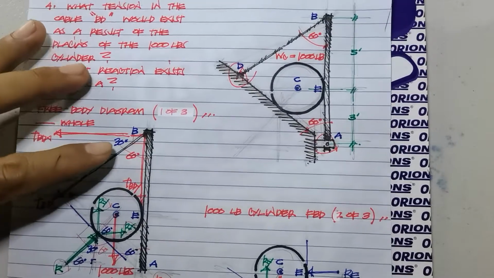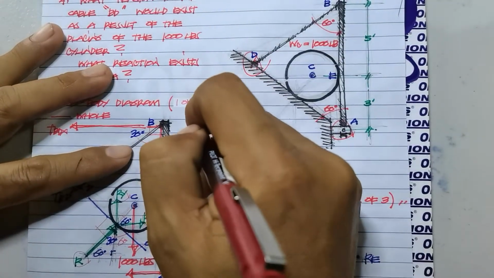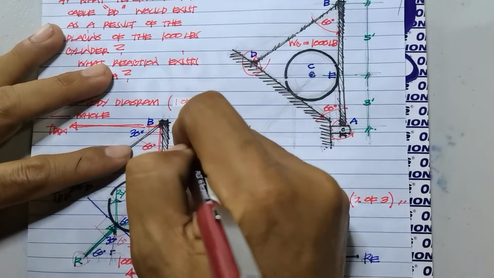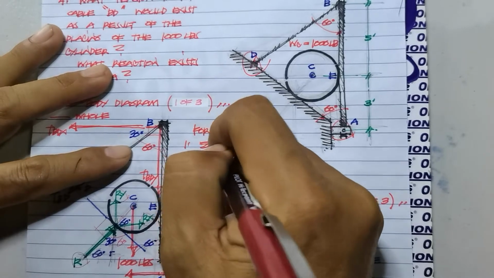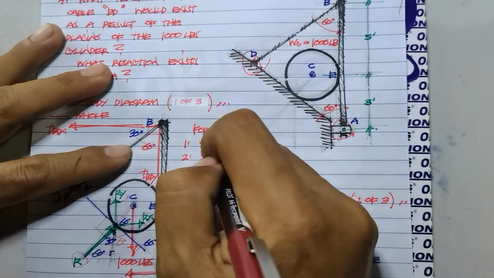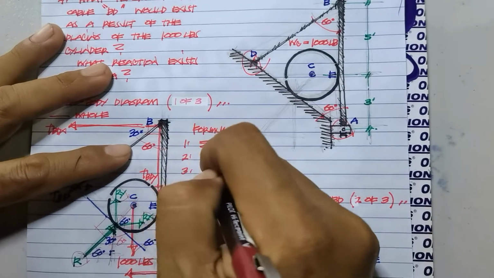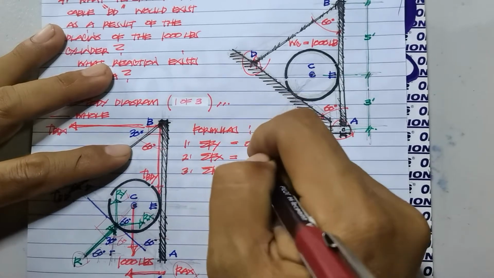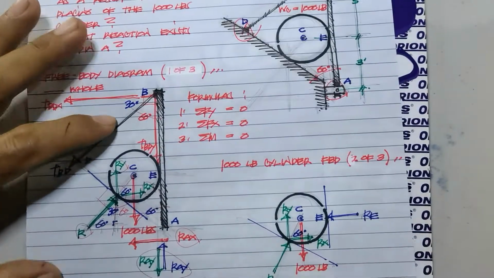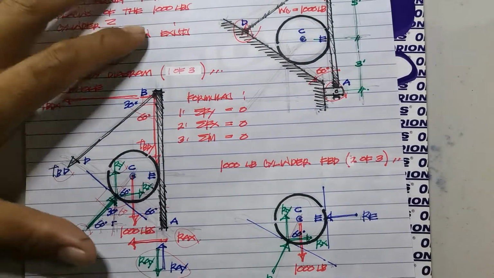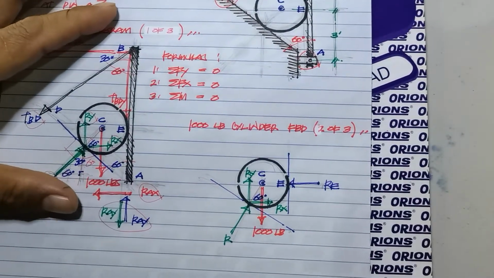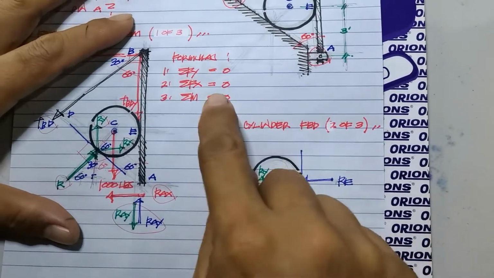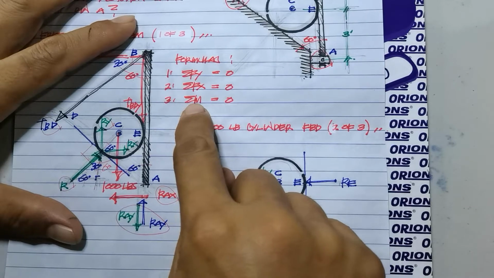So, again, if I list down our formulas to be used: 1, summation of forces vertical; 2, summation of forces horizontal; then 3, summation of moment. Once again, all three equations should be equal to 0. So, the question here is, if we assess this free body diagram generated for the 1,000 pound cylinder, which among the three equilibrium formulas is applicable here?